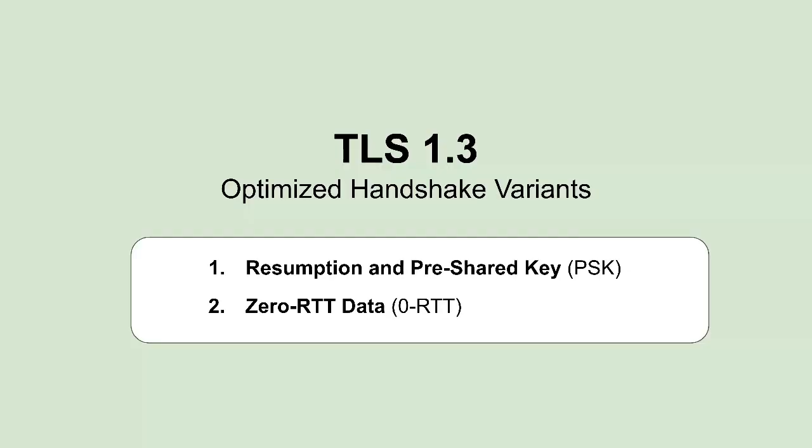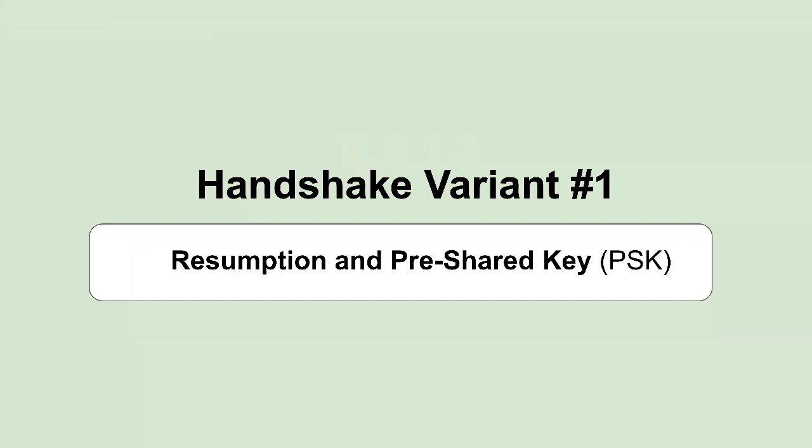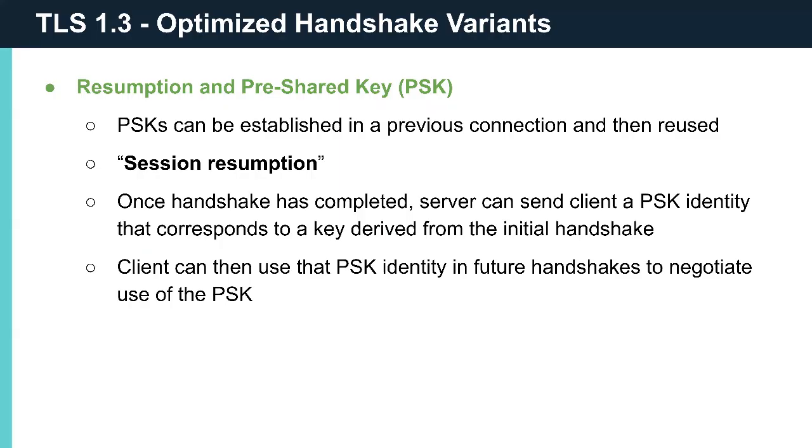There's a couple optimized variants of the TLS 1.3 handshake. There's a resumption with pre-shared keys, and then there's the zero RTT data mode. The first variant is the resumption and pre-shared keys. PSKs can be used to establish essentially a following connection. This is what was called session resumption in TLS 1.2 and earlier. So once the handshake is completed, the server can send the client a PSK identity corresponding to a key derived from the initial handshake, and then the client can use that identity in future handshakes to negotiate use of that pre-shared key.